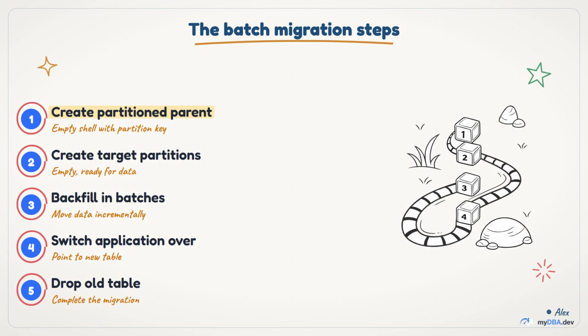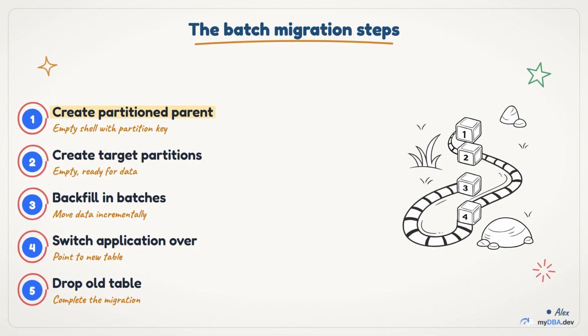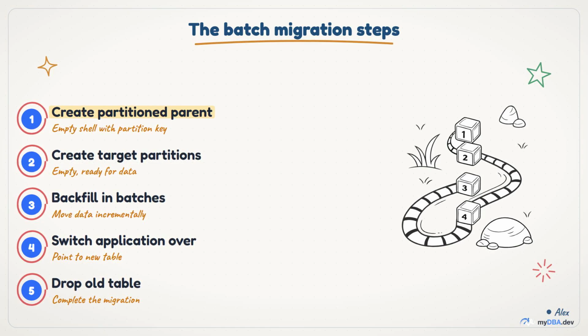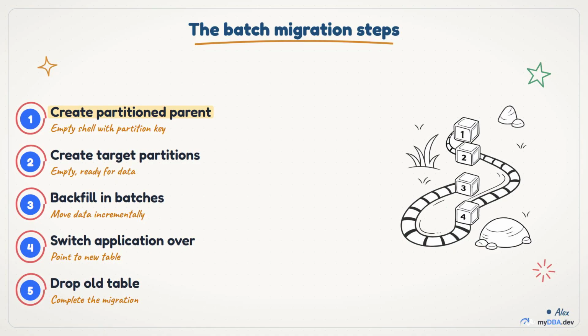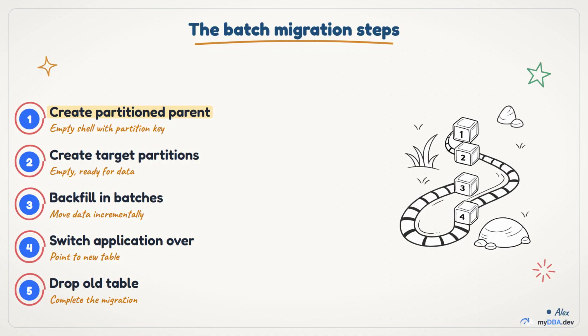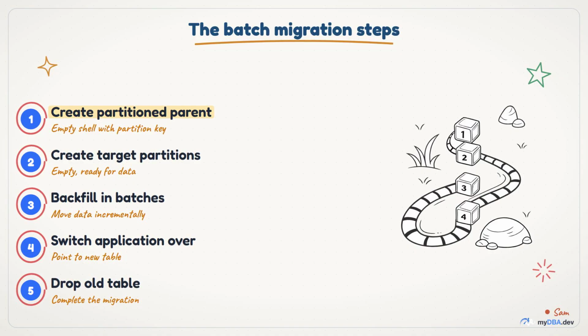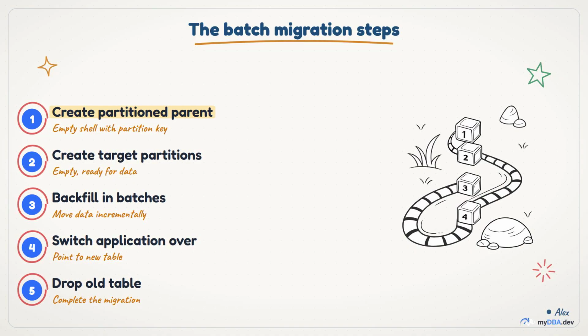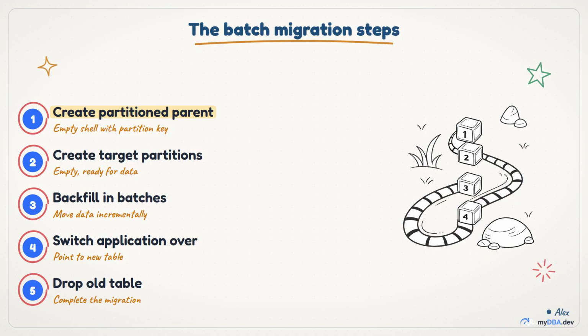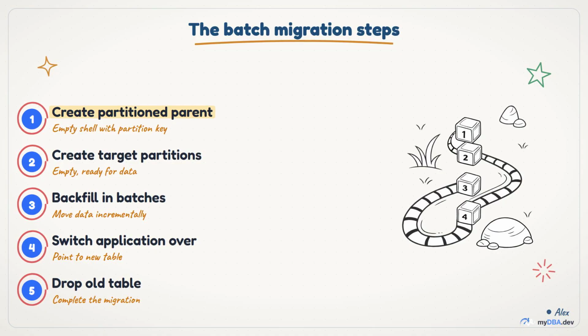Exactly. Third, you backfill data from the old table into the new partitions in small batches, so each transaction completes quickly. Fourth, once all data is migrated, you switch your application to use the new table. Finally, you drop the old table and you're done. That makes sense. You're doing the data migration in the background while the app keeps running normally. Right. The key is keeping each batch small so transactions complete quickly.